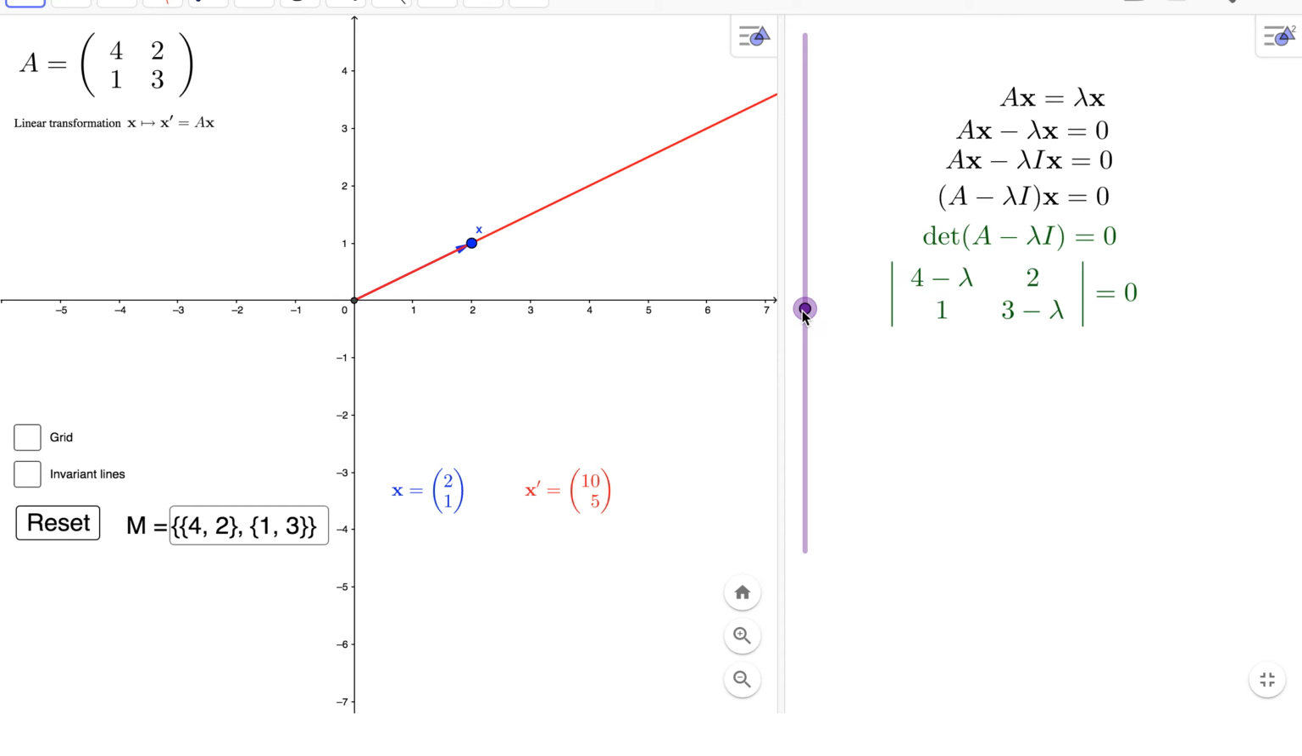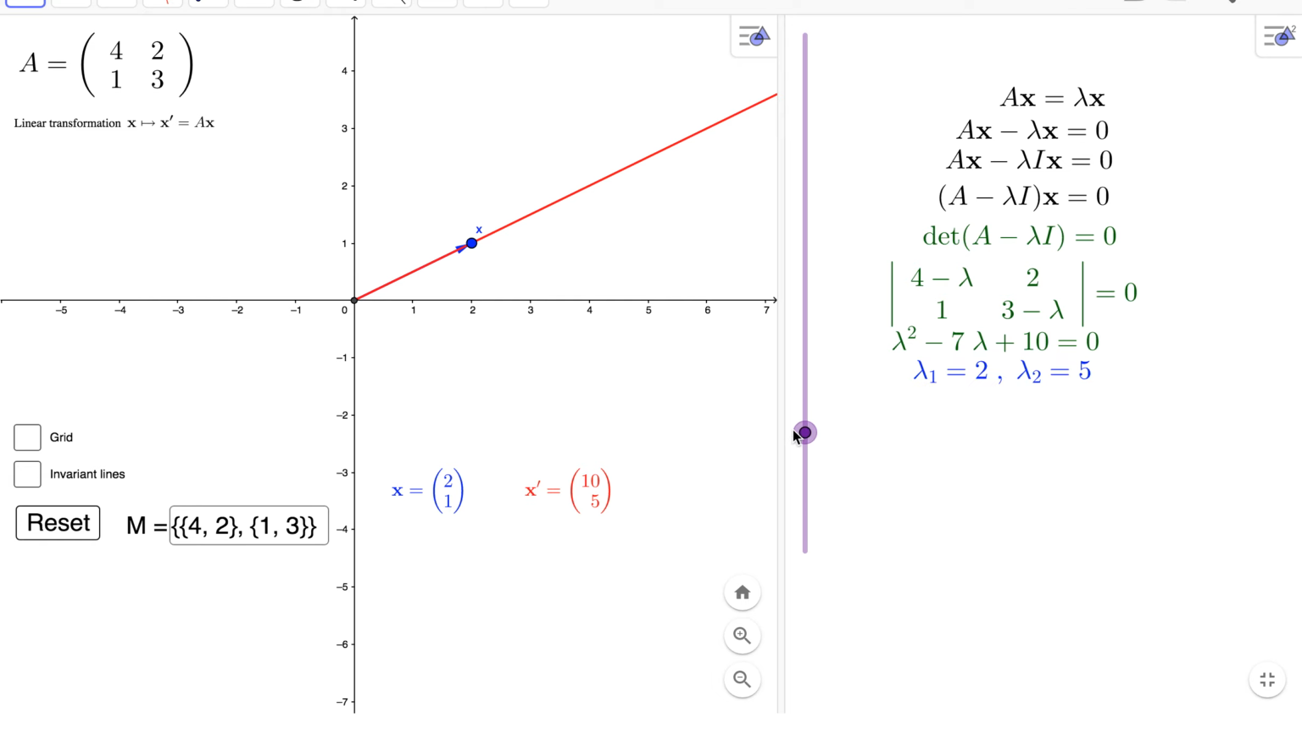A minus lambda I, well, the matrix A was 4, 2, 1, 3. Minus lambda I, that means subtract lambda from the diagonal. Take the determinant. That's 4 minus lambda times 3 minus lambda minus 1 times 2. Expand that out, you get a quadratic. You get lambda squared minus 7 lambda plus 10. That's just lambda minus 2, lambda minus 5 equals 0. So there will be two solutions. There, lambda equals 2 and lambda equals 5.